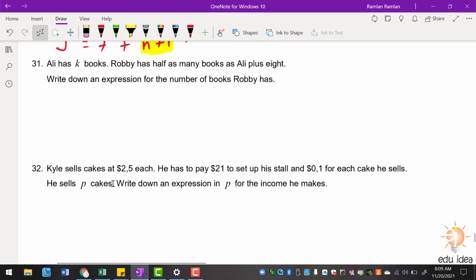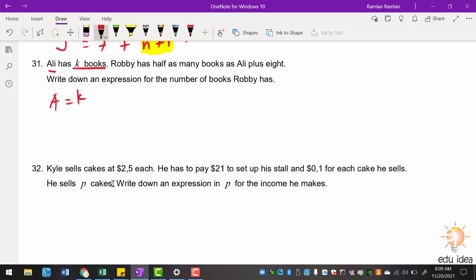Ali has K books. K is the number of books, so this variable represents an unknown value. And then Robbie has half as many as Ali plus 8. So again, I can write the first sentence as A equals K, right? Ali has K books.